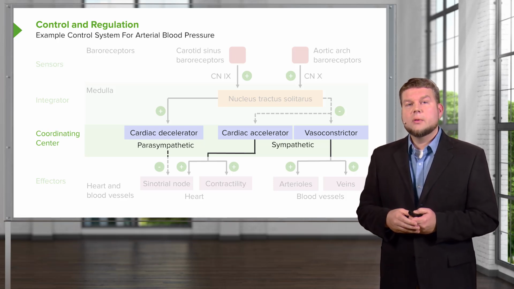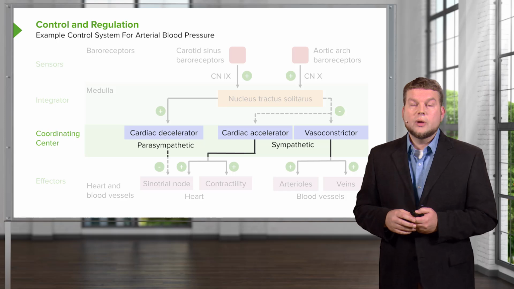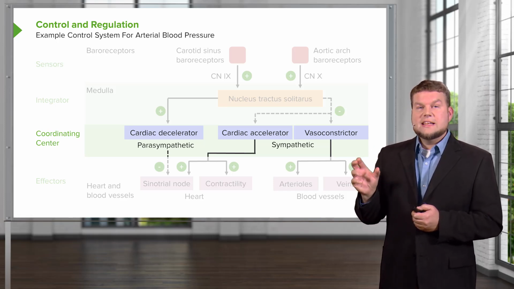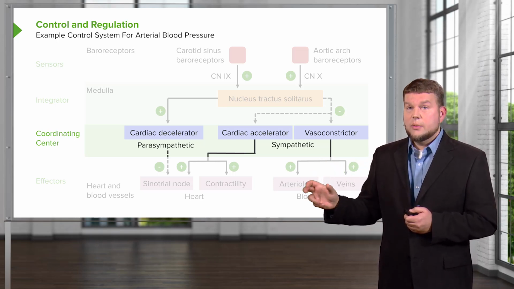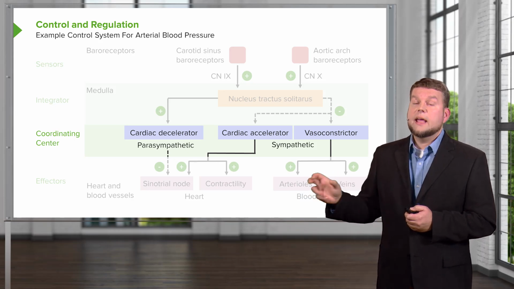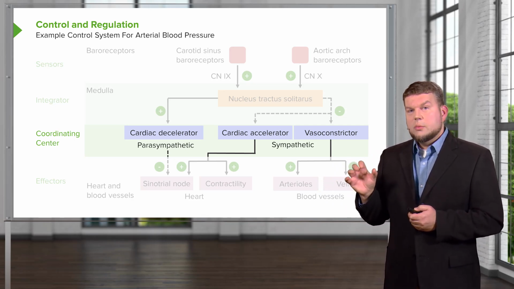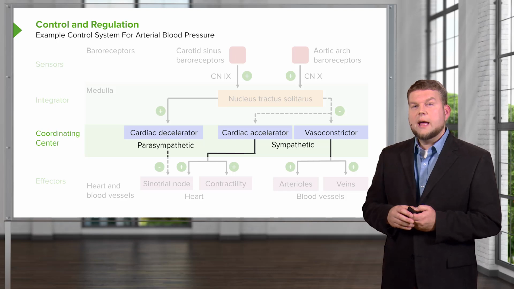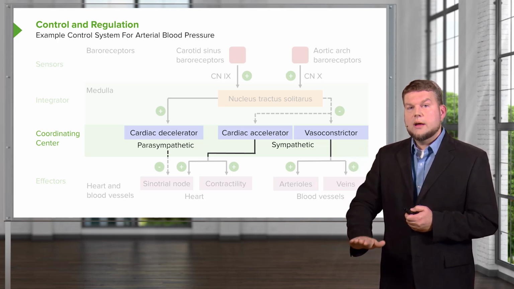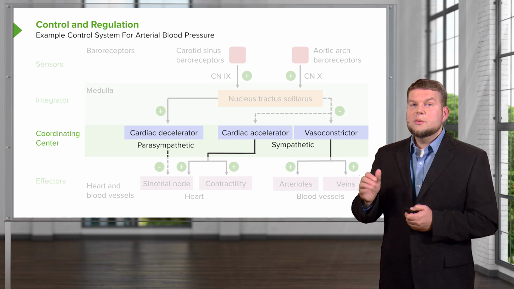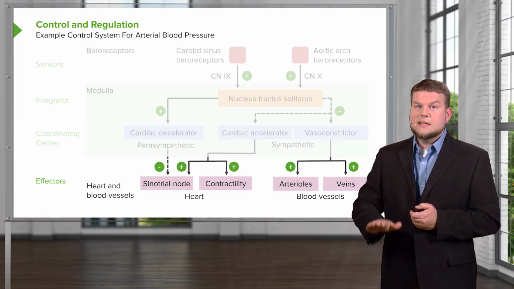So in a blood pressure example, we have three main effectors that we might be able to use. We have a cardiac decelerator region, and this is in the parasympathetic nervous system. We have a cardiac accelerator system in the sympathetic nervous system, and a vasoconstrictor component in the sympathetic nervous system. And these are the things that we can change. And so what happens if you have a decrease in blood pressure? The parasympathetic nervous system is going to try to speed up the heart. So how do you speed up by using a decelerator? Well, you're going to have to inhibit it. So you're inhibiting the decelerator.